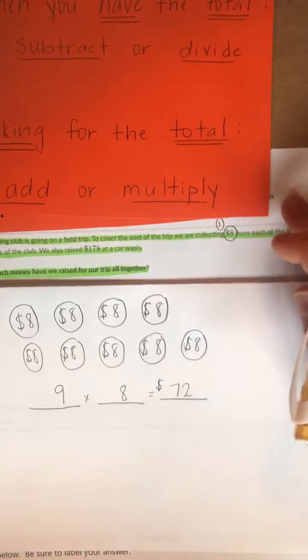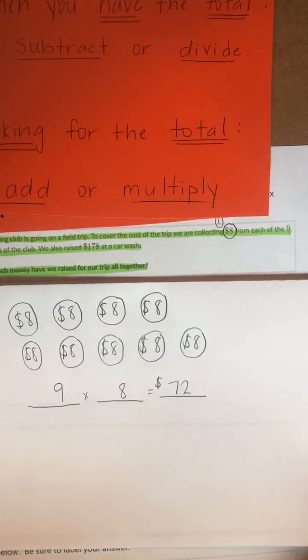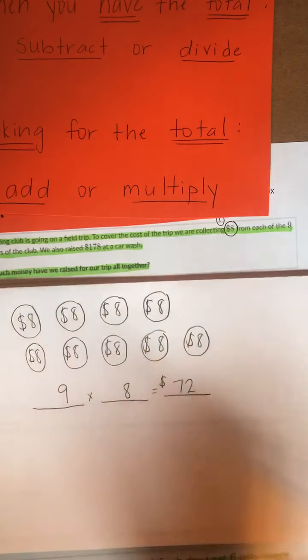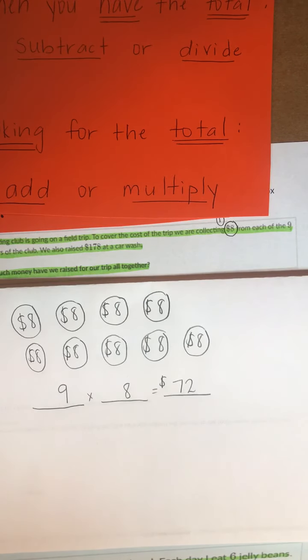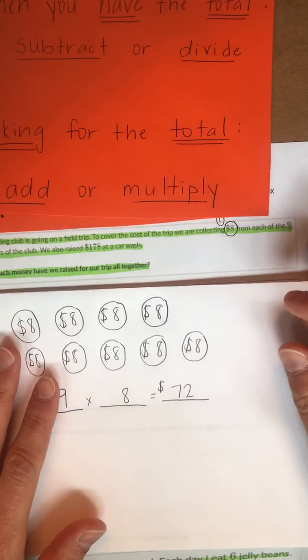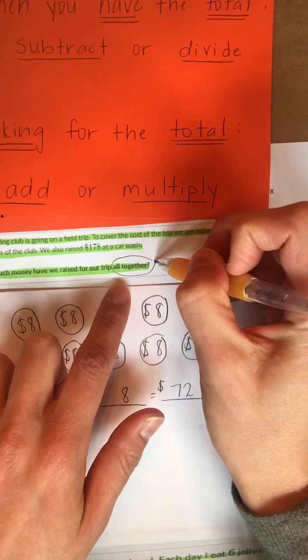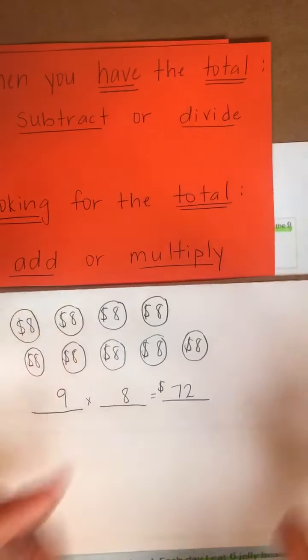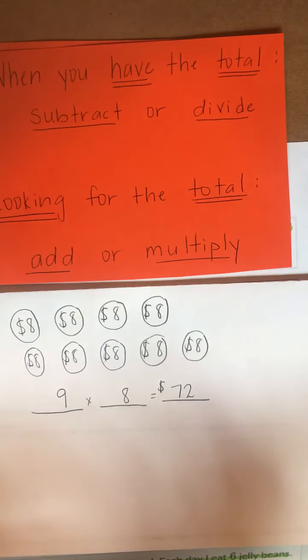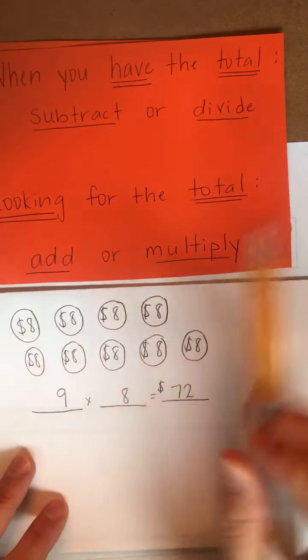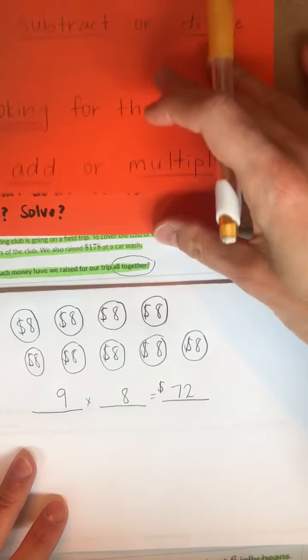Let's take a look at the second step of the problem. It says, we also raised $178 at a car wash. How much money have we raised for our trip all together? So we're still looking for the total, right? We don't know how much money they raised. So are we going to add or multiply? Well, let's look at what we have.